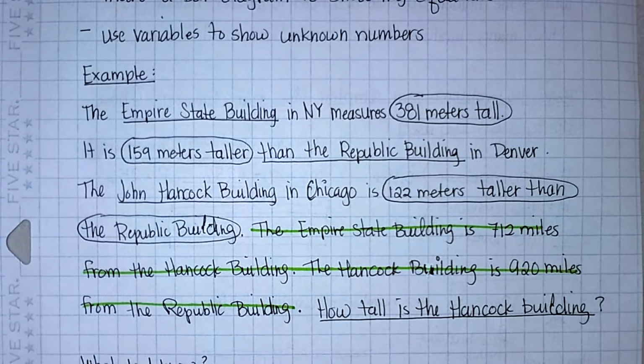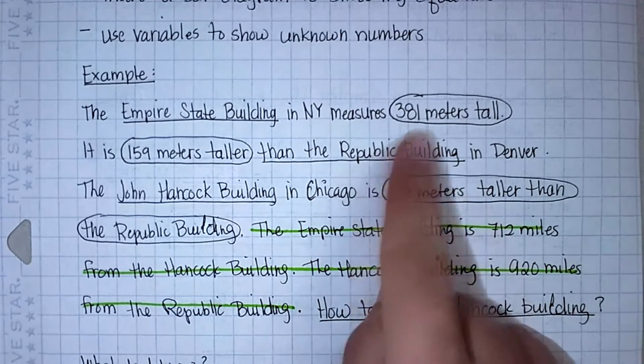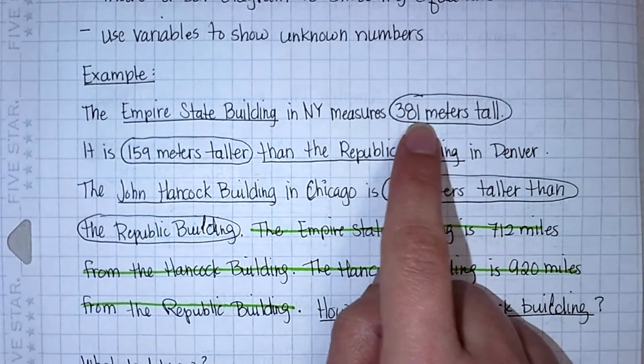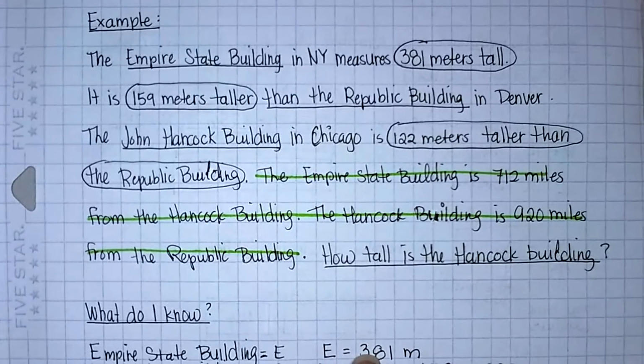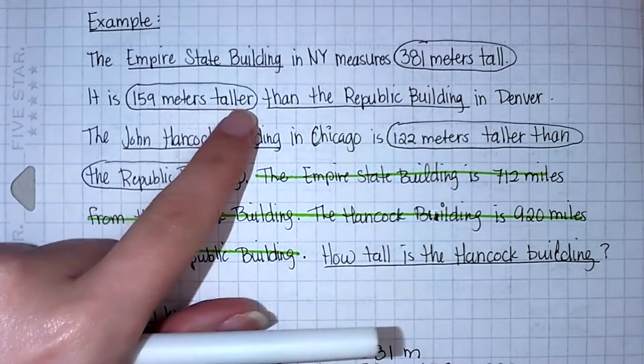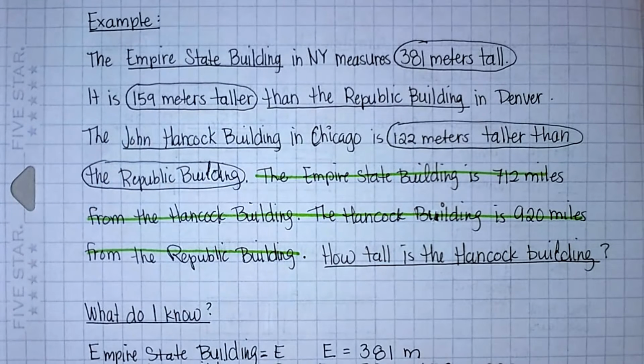So first you want to ask yourself, what do I know? I know the Empire State Building, we're going to use E as the variable for Empire State Building. The Republic Building, R, and the John Hancock Building is J. E, R, and J. Now I know that the Empire State Building is 381 meters tall, right? There it is. The Republic Building is 159 meters taller than the Republic Building in Denver.